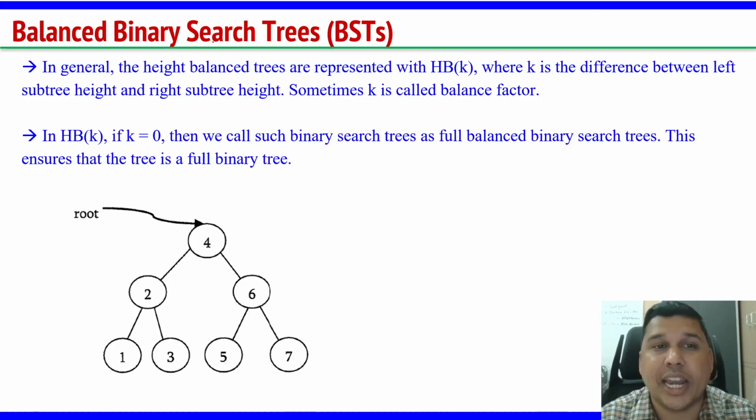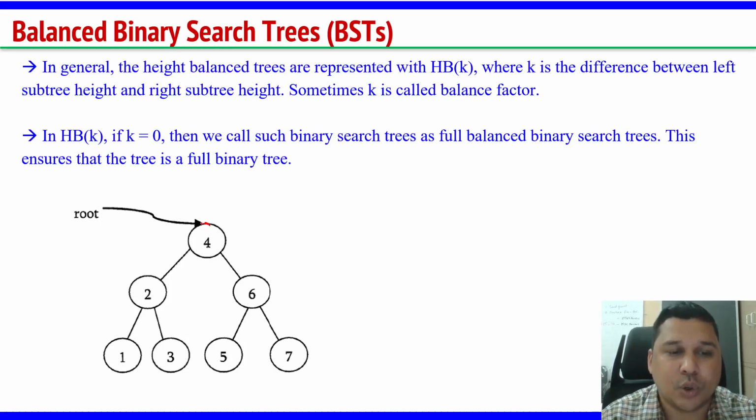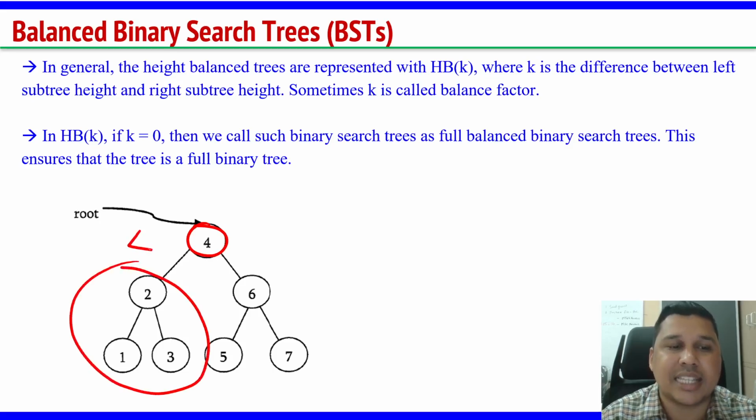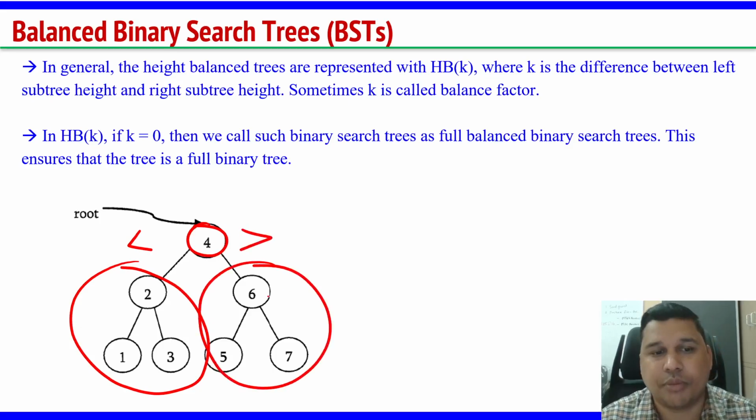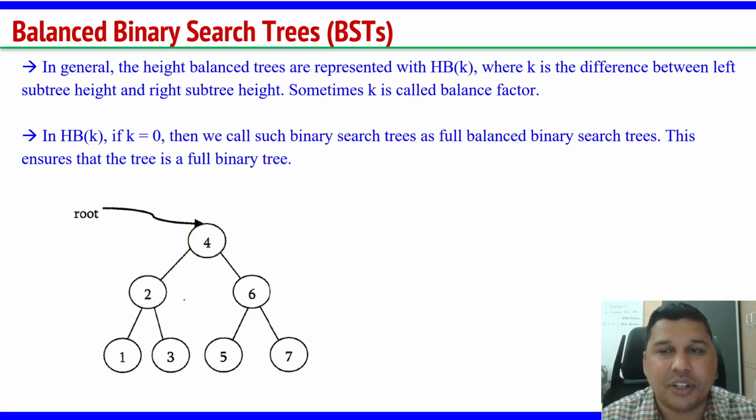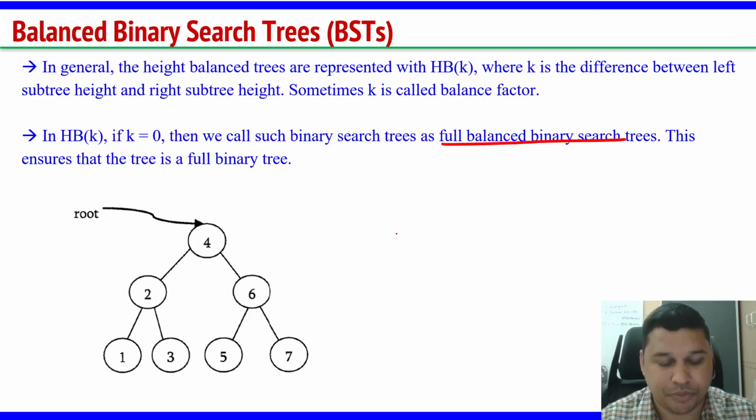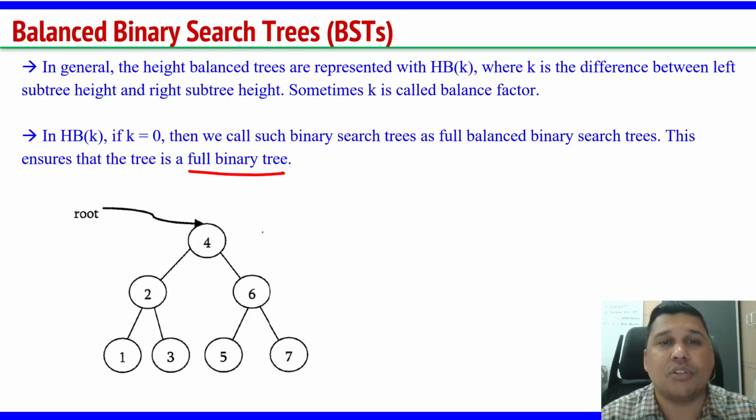What is the rule here in binary search tree? See this example here, root is having 4, all the elements on the left hand side of the root are less than 4, all the elements here are greater than 4. This is the property of binary search tree, right. This is a full binary tree. If you remember, we studied about full binary trees, right. Full binary tree means you should have either 0 child or 2 child.